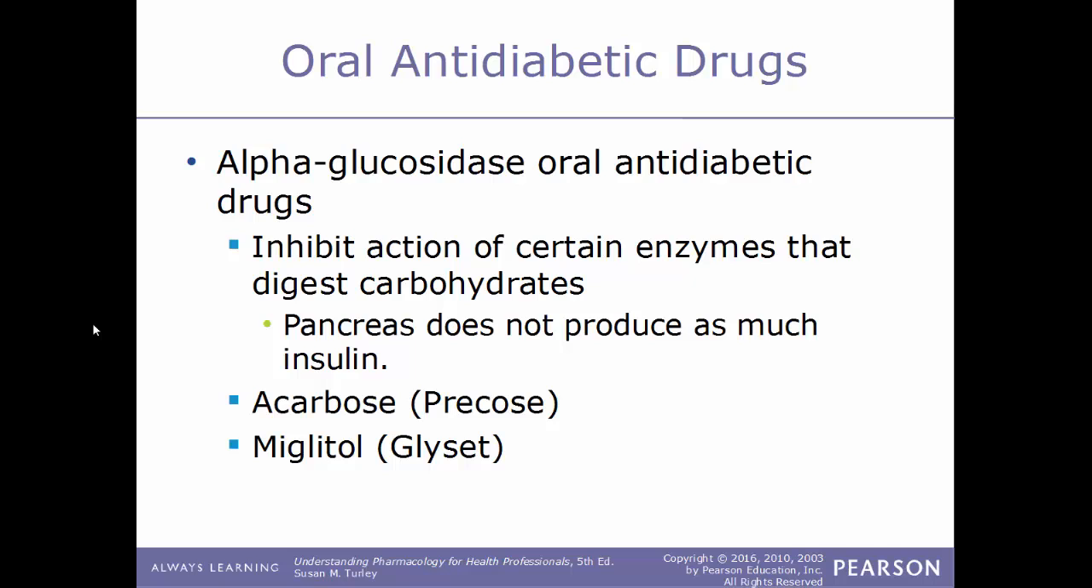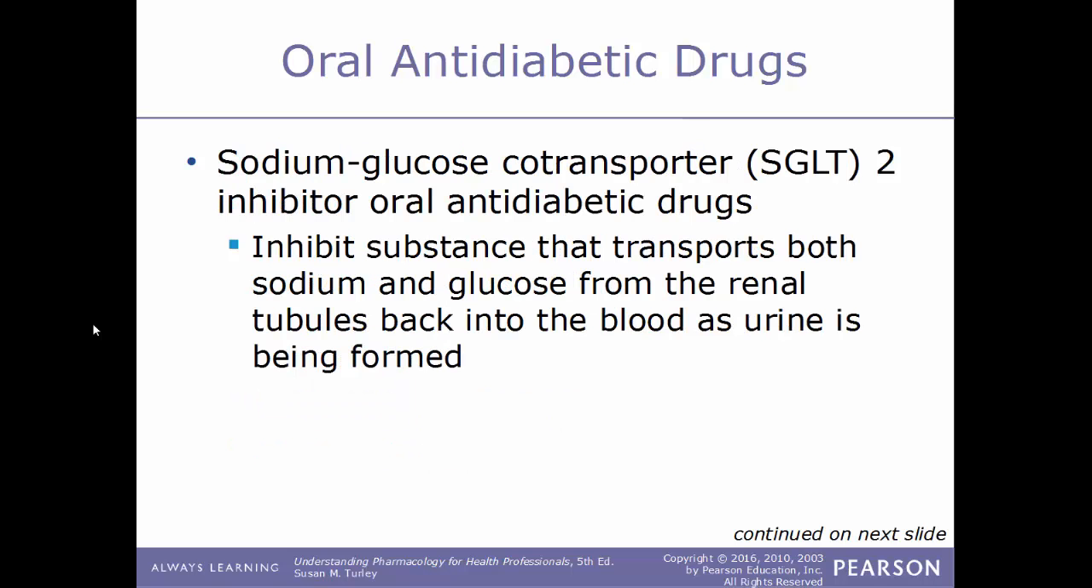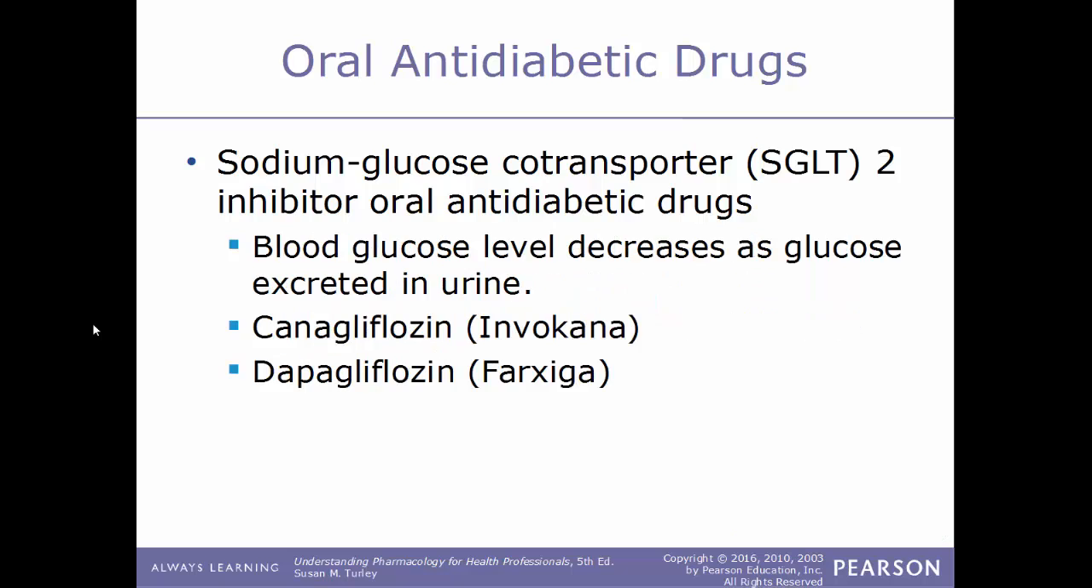the trade name Glyset. The other type of oral antidiabetic drug, sodium glucose cotransporter 2 inhibitors. These are also known as SGLT2 inhibitors. And these work because they inhibit the substance from transporting both sodium and glucose from the renal tubules back into the blood as urine is being formed. So when this happens, blood glucose levels decrease as glucose is excreted in urine. And some examples of this type of drug would include canagliflozin, sold under the trade name Invokana, and the drug dapagliflozin, sold under the trade name Farxiga.